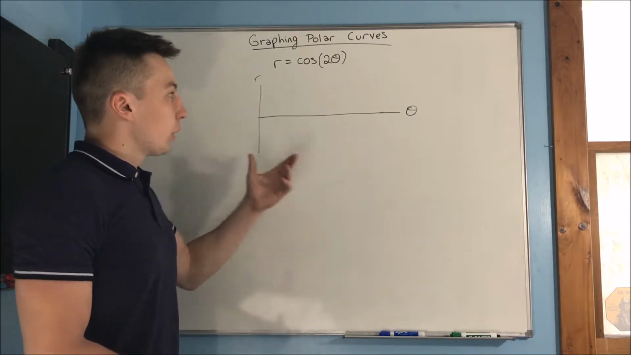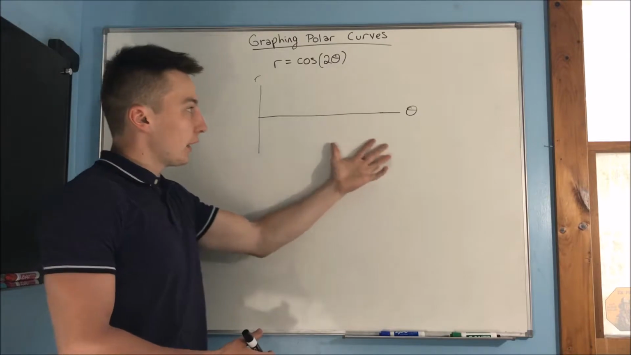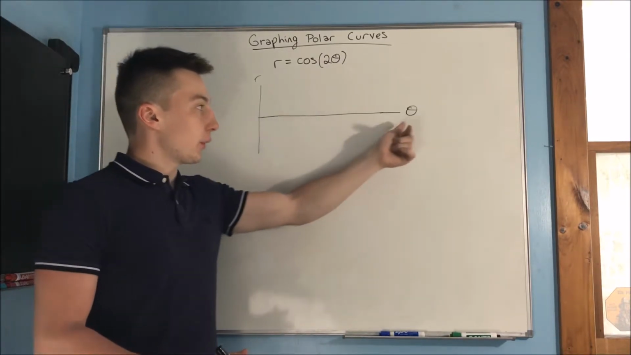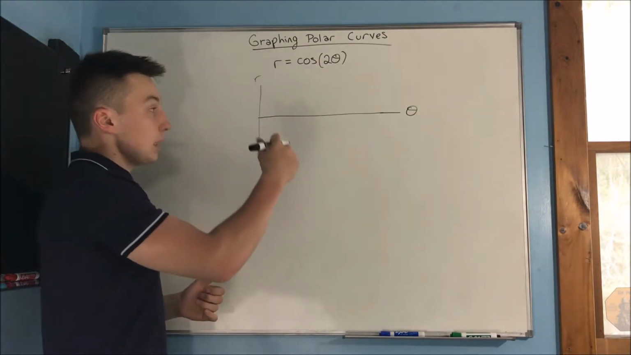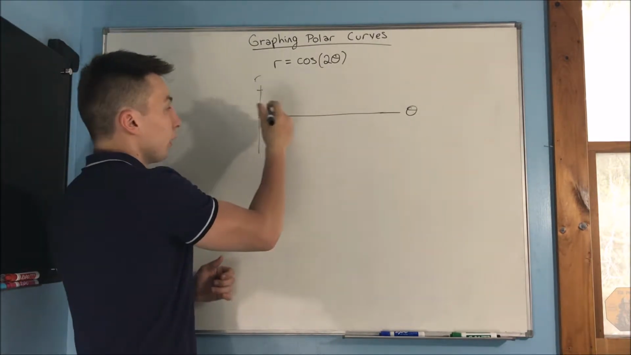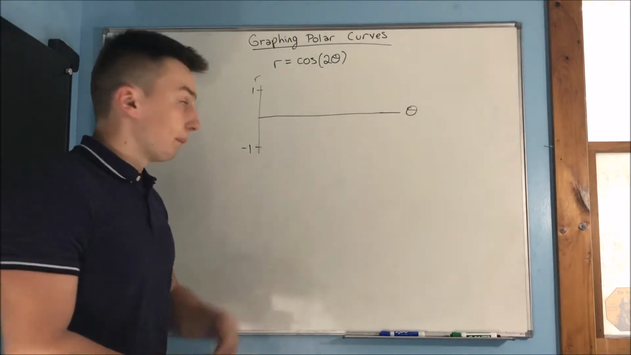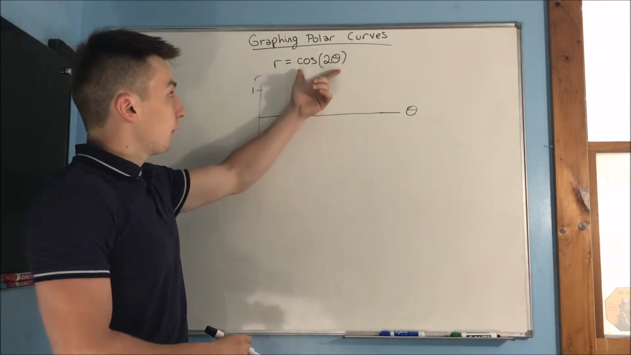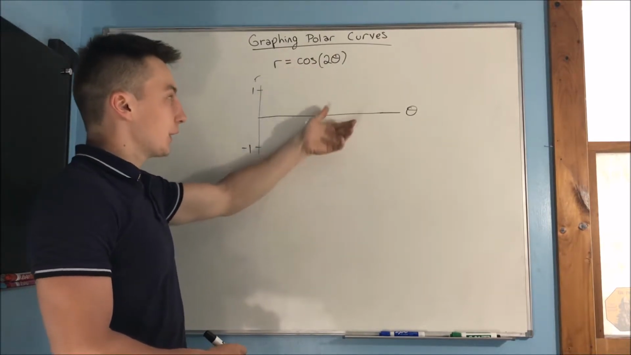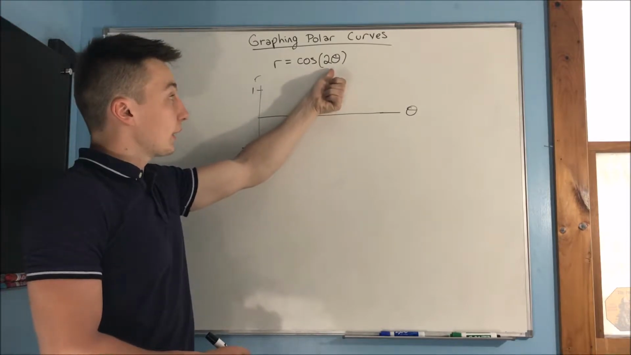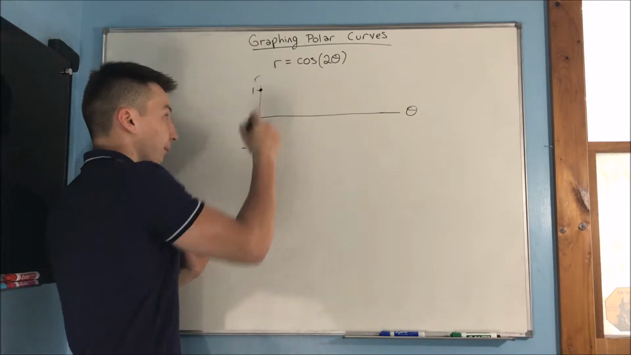The hardest part of doing this is figuring out what your intervals are going to be on your theta axis. You want your intervals to be where r is going to be maximized, minimized, or 0. For example here, if we plug in 0, because we should start at 0, then we're going to get cosine of 0 equaling 1. So our first point will be up here.